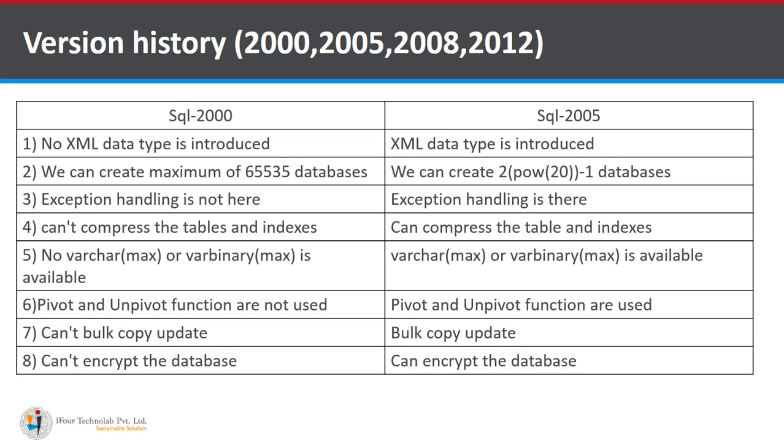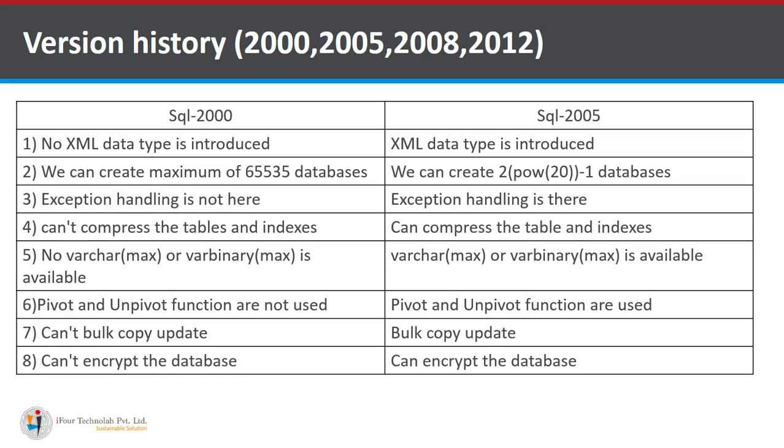Now we are going to look at the SQL Server versions and check the differences between the different versions from 2008 to 2016. So what are the differences between SQL 2000 and SQL 2005? In 2000, no XML data type is introduced, but 2005 has this functionality. In 2000, we can create a maximum of 65535 databases. But in SQL 2005, we can create 2 to the power 20 minus 1 databases.